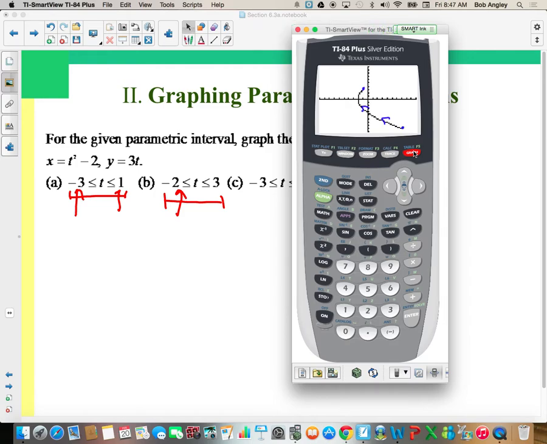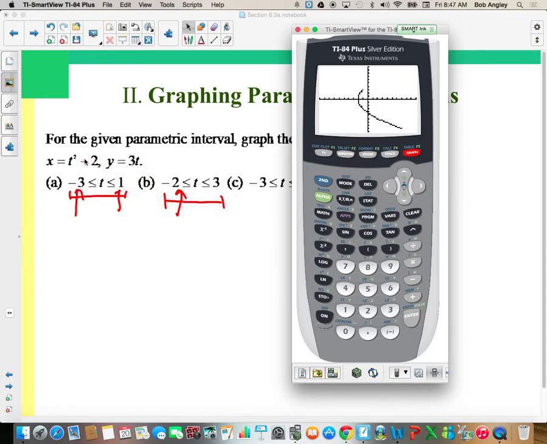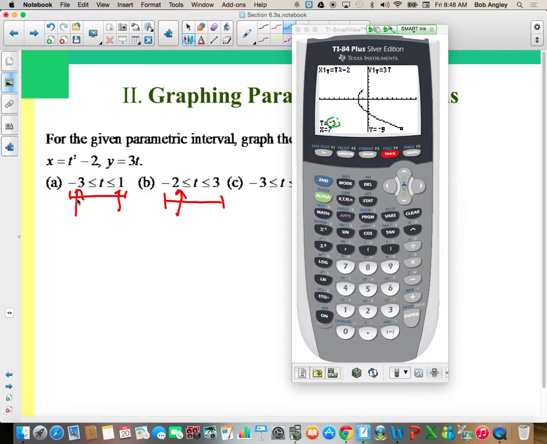Okay. Now, there's a bunch of stuff I want us to see about this, and the only way to do it is to do it somewhat slowly. The first thing I want you to do is touch the trace button. Now, when you put the trace button on, notice that you see 3 things here. You see that T is -3. You see X is 7, and Y is -9. Now, first important thing: that -3 we're seeing right here was the T-min value.